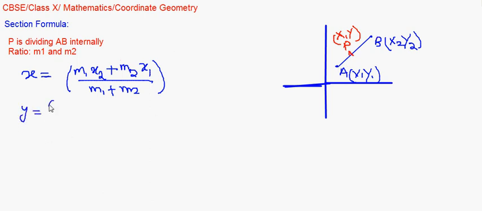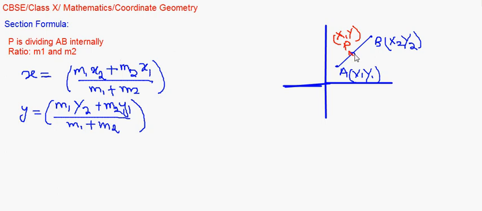And the y coordinate is given by (M1 y2 + M2 y1) / (M1 + M2). This is how you calculate the x, y coordinates of the point P when it is dividing AB internally.